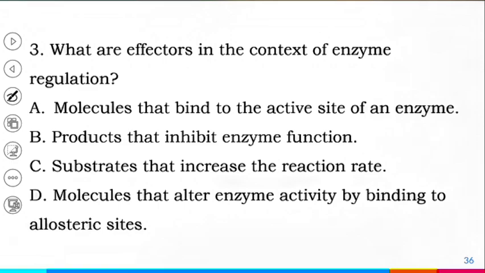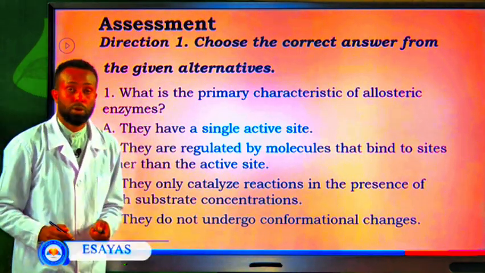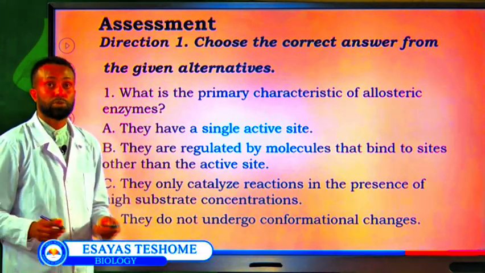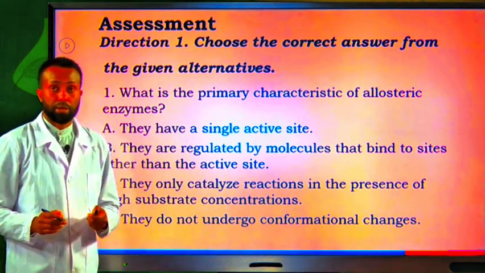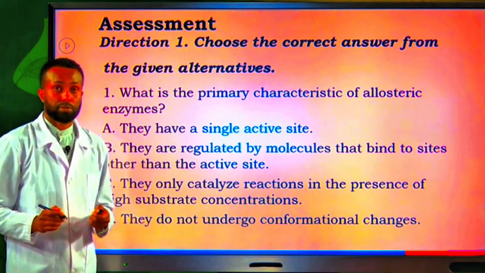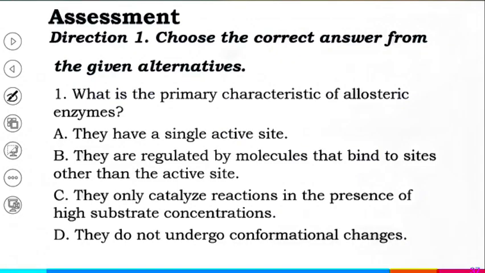Well done, students. I hope you attempted all the questions. Let's do it together. Question number 1. What are the primary characteristics of allosteric enzymes? A. They have a single active site. B. They are regulated by molecules that bind to sites other than the active site. C. They only catalyze reactions in the presence of high substrate concentration. D. They do not undergo conformational changes. The answer will be B.